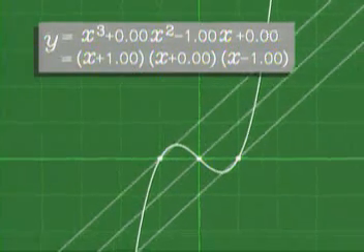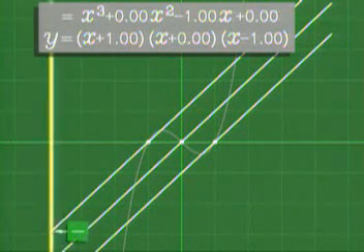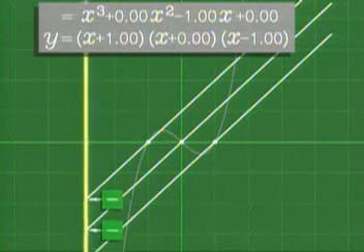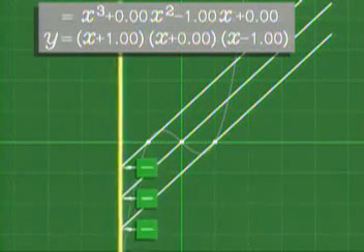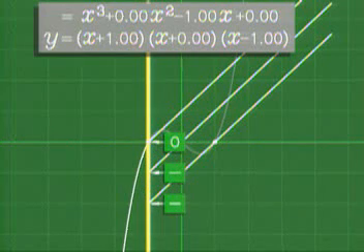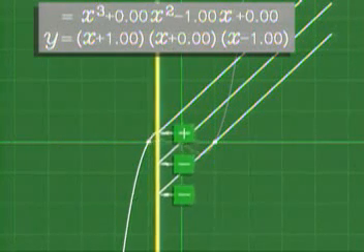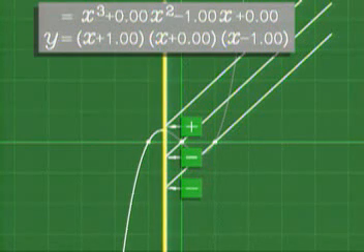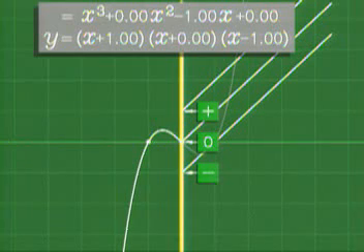To understand why, let's follow the 3 factors from left to right. In this region, all 3 factors are negative, and the cubic takes negative values. Here, one factor is 0, so the cubic crosses the axis. Here we have 1 plus and 2 minuses, so the cubic is positive. Here the second factor is 0 and the curve crosses the x-axis again.